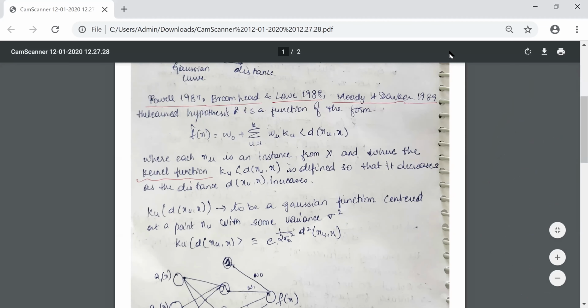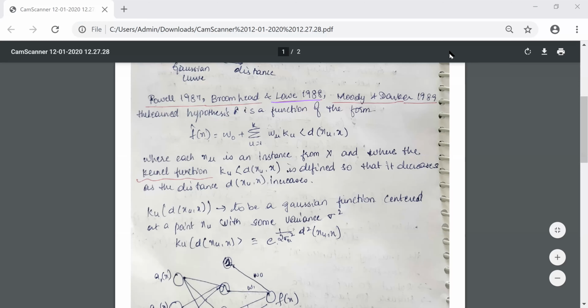It was developed, or coined, by Powell in 1987, Broomhead and Lowe in 1988, Moody and Darken in 1989. They learned all the hypotheses, that is, how exactly we have to select the hypothesis and how the data points are plotted within the given graph.